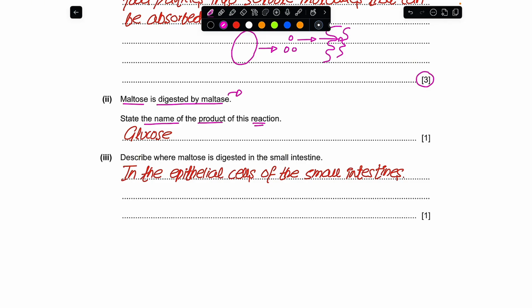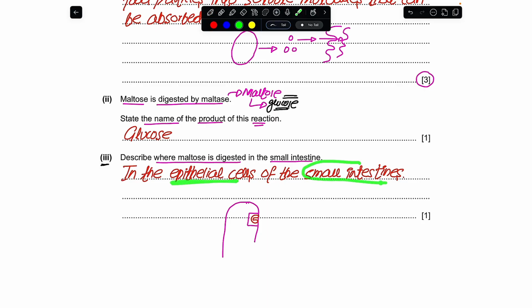So the maltase, we know, acts on the maltose, and as a result of that digestion the product we obtain is glucose. For this point, they want us to tell where the maltose is digested in the small intestine. So, in the villi we have the epithelial cells, and in the epithelial cells we have this maltase enzyme. So the answer would simply be that it occurs in the epithelial cells of the small intestine.